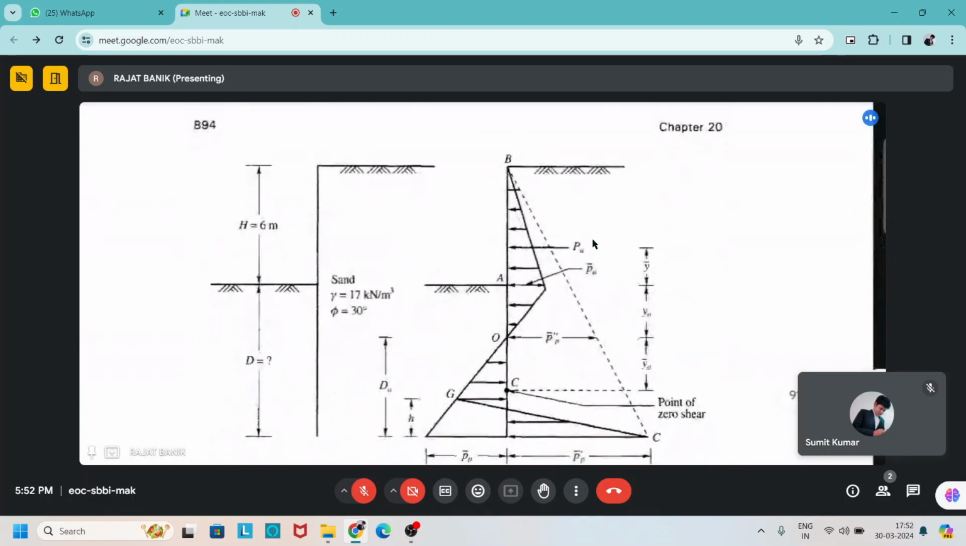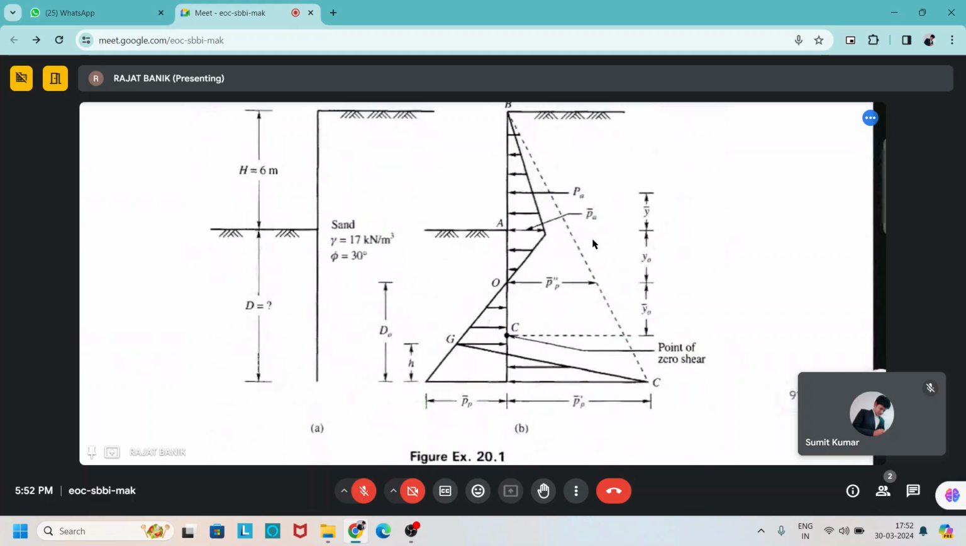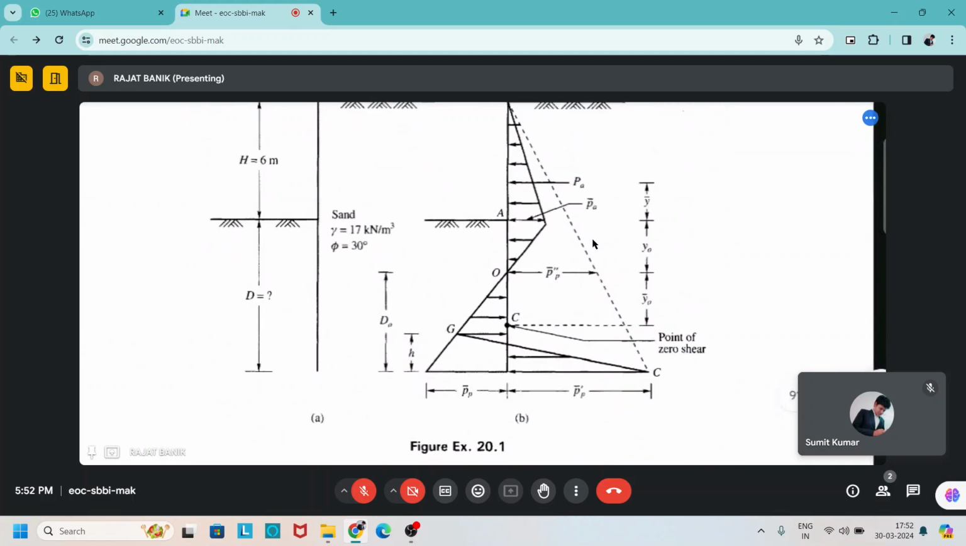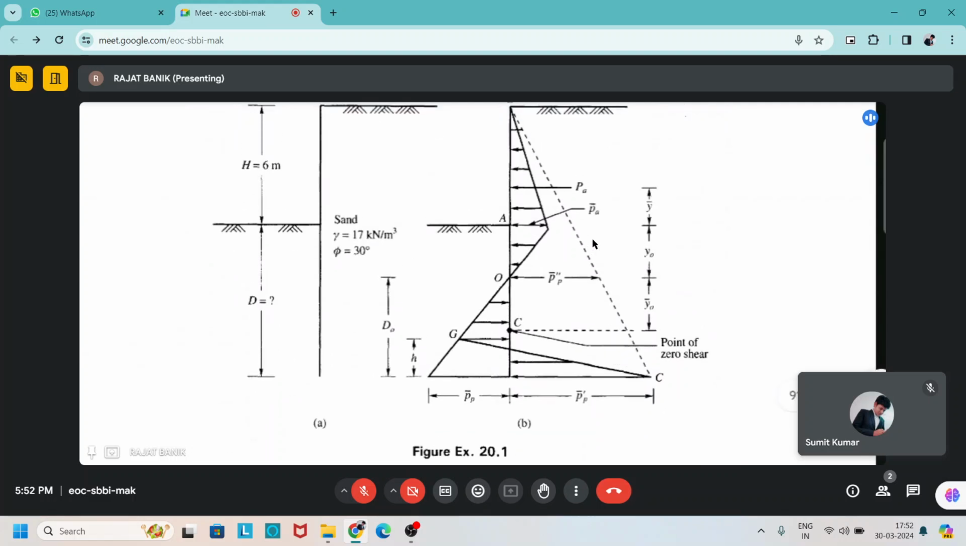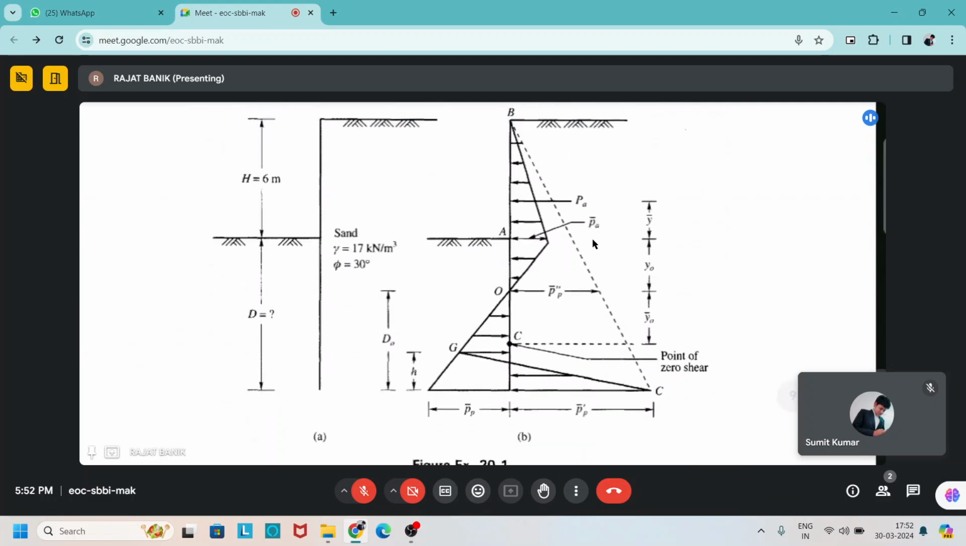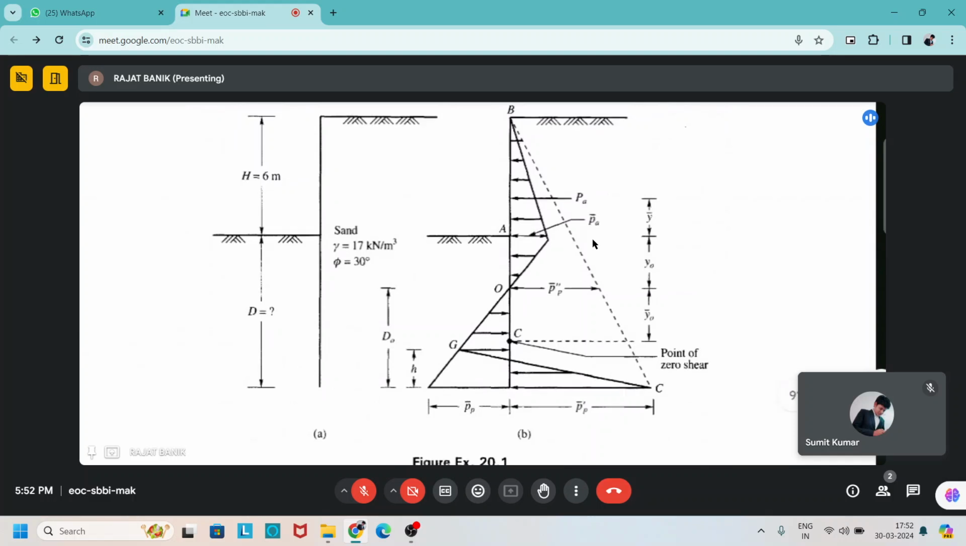So first see the figure. Here is the figure where H is given as 6 meter, and gamma is 17 kilonewton per meter cube and phi is 30. And the right side figure, figure B, is the pressure distribution diagram of this problem. You can see that on the right hand side the equivalent pressure is acting along the point of zero shear, and on the left side is acting the passive earth pressure.